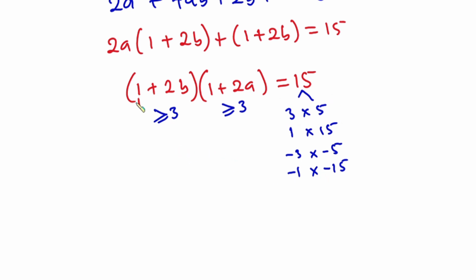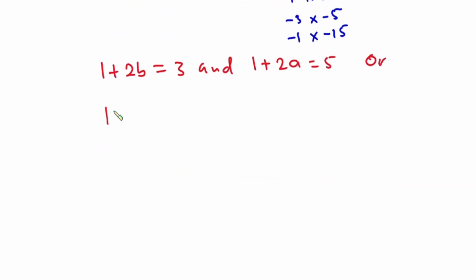It means that 1 plus 2b is equal to this one, or it is equal to this. So we will say that 1 plus 2b is equal to 3 and 1 plus 2a is equal to 5. Or it could also be that 1 plus 2b is equal to 5 and 1 plus 2a is equal to 3. So let's find the values in each case, right?